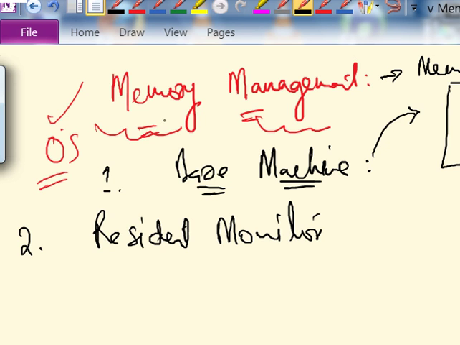Okay, we have a resident model. In a resident model, we do not have a bare machine. We have a part of the OS here, and it will be the kernel. So when you boot, the kernel gets loaded into the RAM.